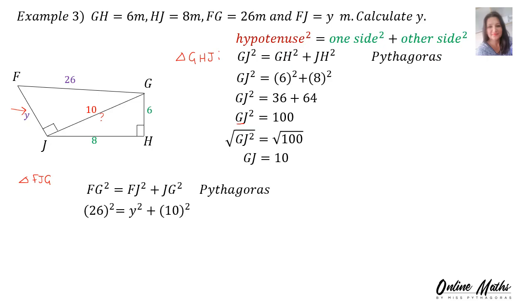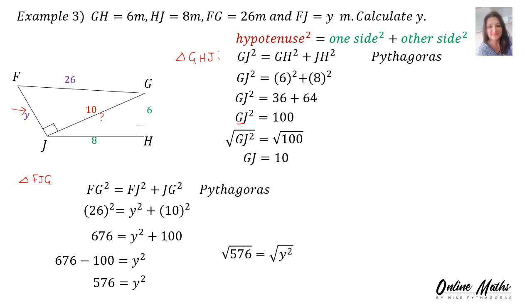26 squared means 26 times 26 is 676, equals y squared plus, and 10 squared is 100. Let it walk across. 676 minus 100 is 576, equals y squared. Take the square root both sides, and then y is equal to 24 meters.